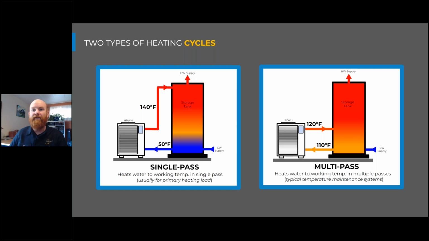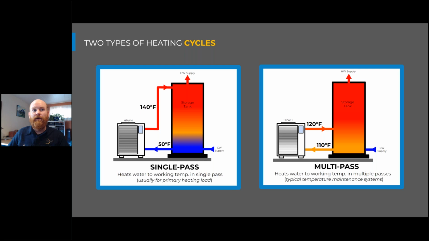But it has some advantages because we are just trying to dump 10 degrees of heat into that water. It's typically really well suited for our temperature maintenance loads because those systems were often sending out water at 120 to the building fixtures and it's coming back at 110.